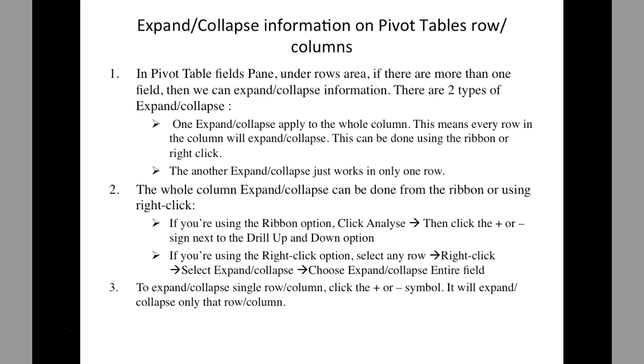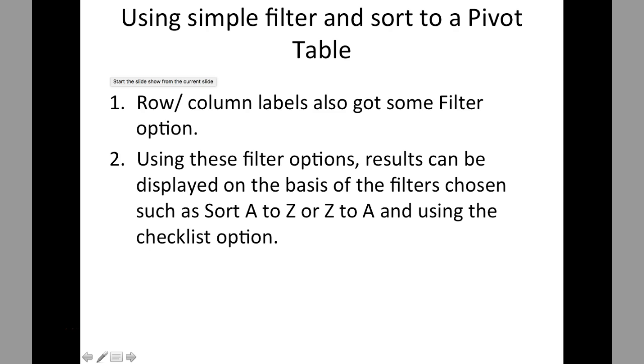The other Expand and Collapse is used just for a column and row. Like I mentioned before, row or column labels have got sort or filter options. Using this, simple filter or sort can be done to produce reports. Practice is the only key to produce the best report using the Pivot Table tool.